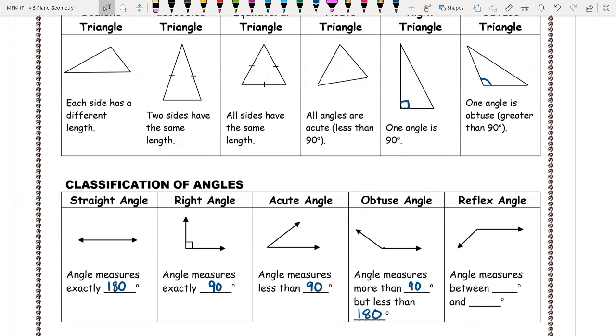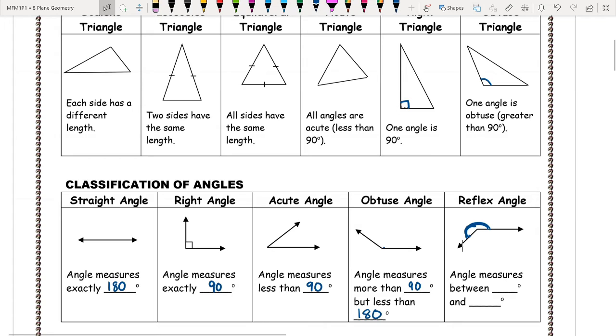Then we have a reflex angle. And a reflex angle, so it measures between blank and blank. So think about it. Over here, what angle do we have? If we have here this angle here is 180 degrees. Now, however, it's going past 180 degrees. Do you see that? How it's going past 180 degrees?